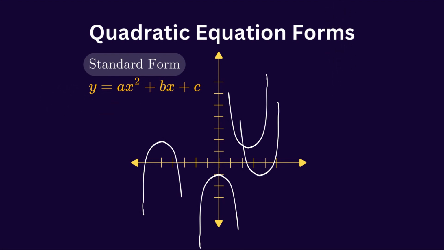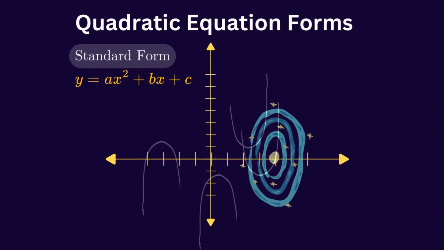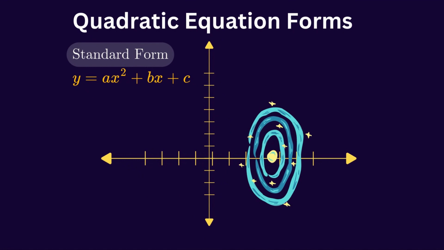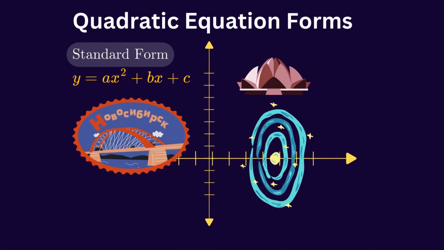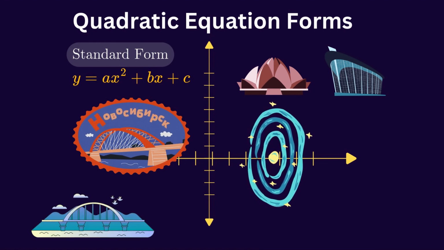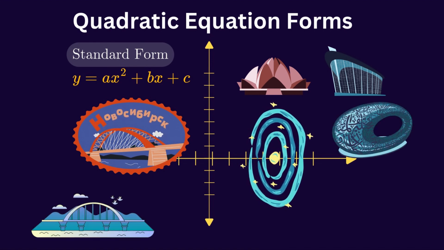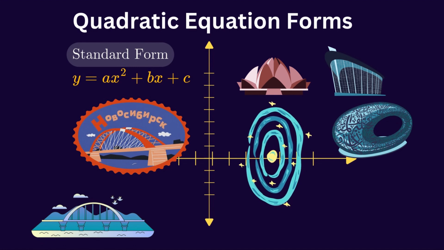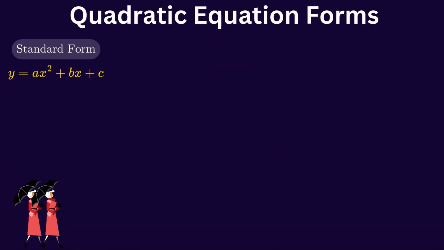Coefficient variation produces diverse parabolic forms. Parabolic forms derived from quadratics are integral to structural and design principles. They provide inherent stability and aesthetic value, evident in bridge and dome constructions. This exemplifies the equation's practical manifestation beyond a theoretical construct.